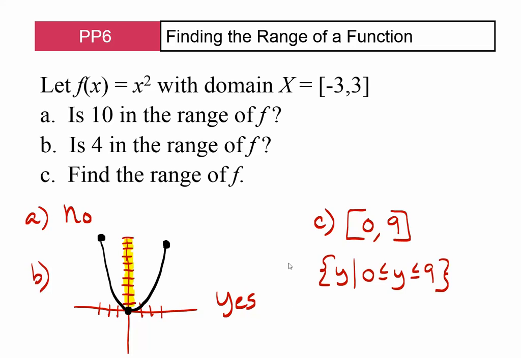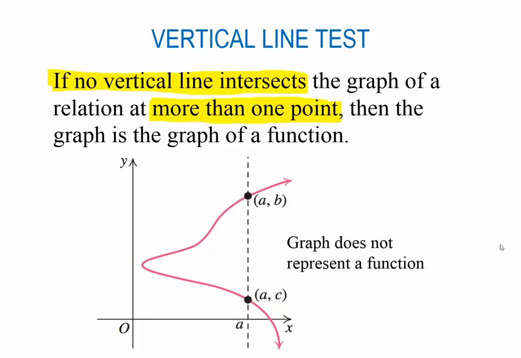Okay, let's go. Next one, something called the vertical line test. We'll do this one real quickly here. Again, if no vertical line intersects the graph of a relation at more than one point, then the graph is a function. So you could cross at 0, that's fine. Cross at one single point, that's fine, but you can't do 2 because then you no longer have a function.